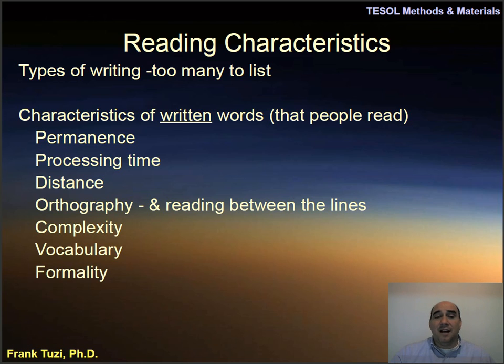Some characteristics of reading. One of the things that we need to recognize is that there are many types of writing, from obviously maps to directions to books to articles to, actually, there are too many to list. The different ways in which we communicate in written form. And obviously, because it's in written form, we have to read them. And so there are all these things that we can, as language teachers, focus on when we're teaching reading.